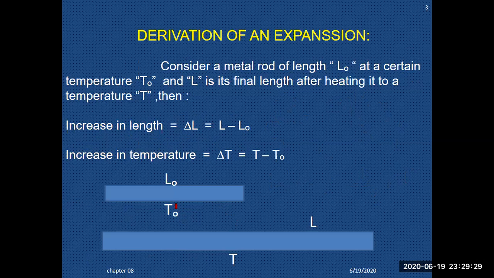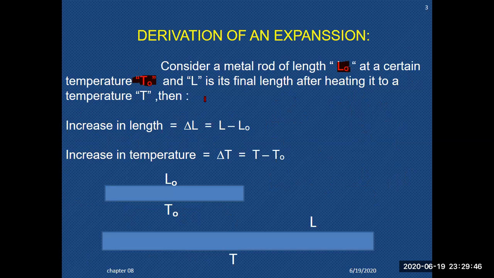Now how was it calculated? Let's see the derivation. So here it is. Consider a metal rod of length L naught at a certain temperature T1. Initial temperature is T1. Initial length before heating is L naught.